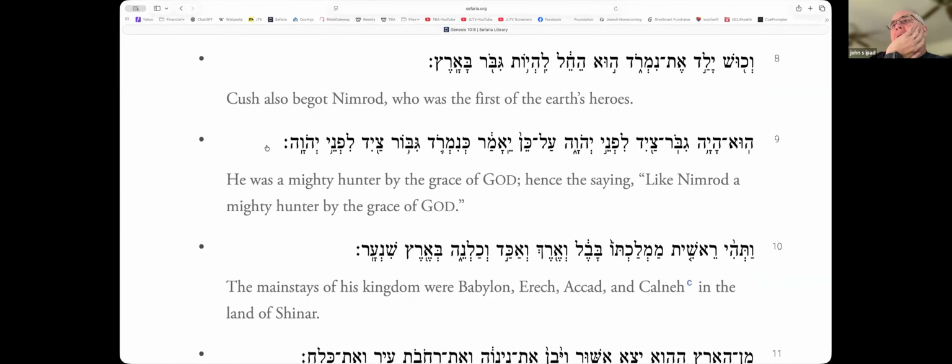Cush also begot Nimrod, who was the first of the earth's heroes. He was a mighty hunter by the grace of God. Hence the saying, like Nimrod, a mighty hunter by the grace of God.